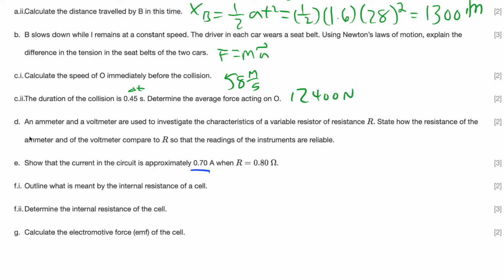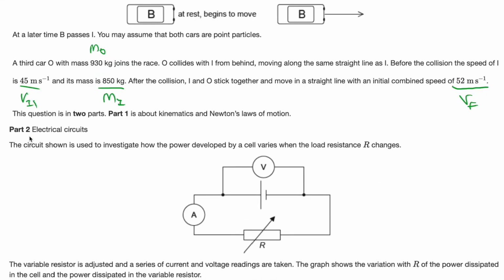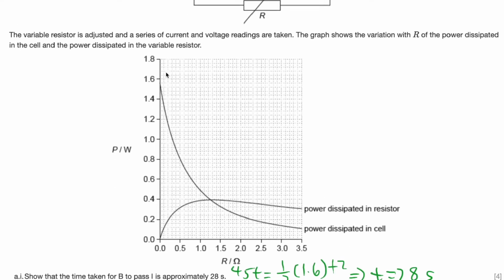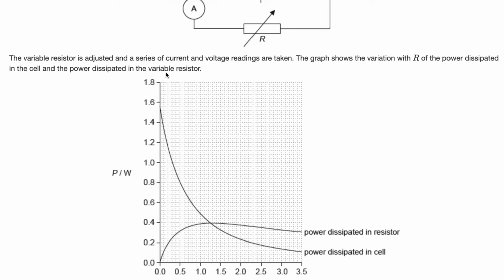From D to G is about electricity and magnetism. The circuit shown is used to investigate how the power developed by a cell varies when the load resistance R changes. The variable resistor is adjusted and a series of current and voltage readings are taken. The graph shows the variation with R of the power dissipated in the cell and the power dissipated in the variable resistor.